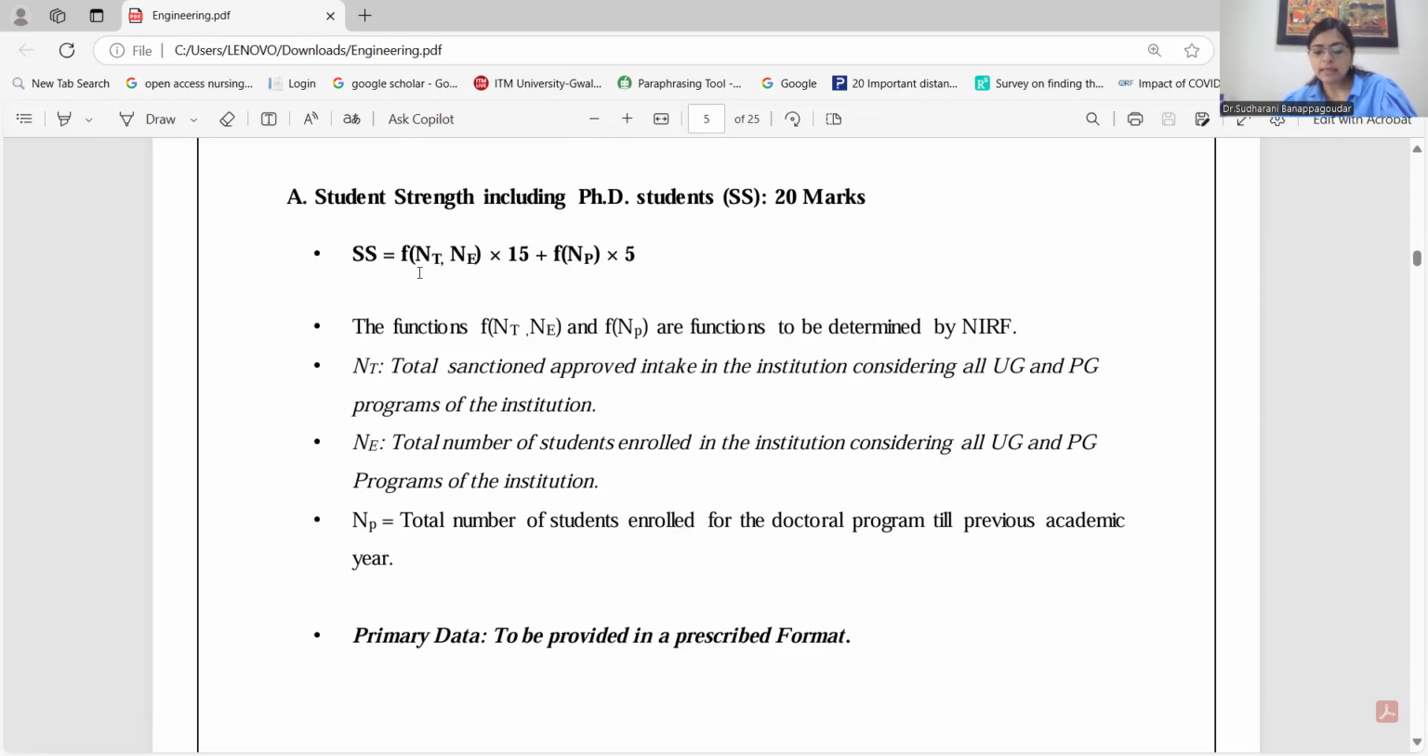Hope this is clear. The first point, the student strength, I have made clear. And if you have any doubts or comments you would like to make, I am happy to go through them.